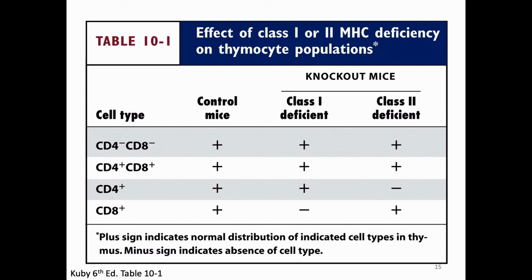Similarly, we can have class 2 deficient mice. We have double negatives, we have double positives. We don't make our single positive CD4s. We do make our single positive CD8s. So again, this tells us double negatives and double positives must be earlier steps than the single positives.